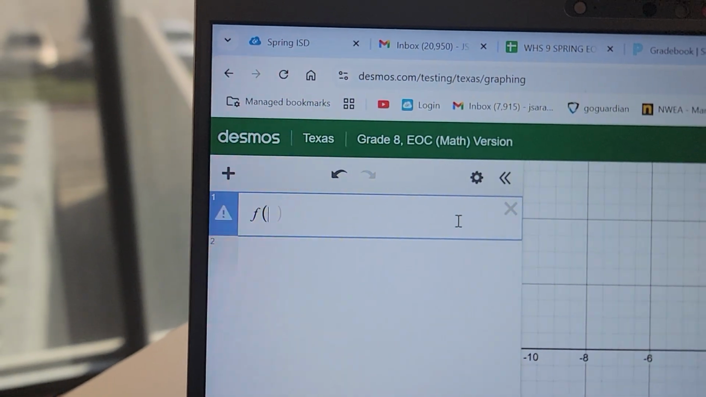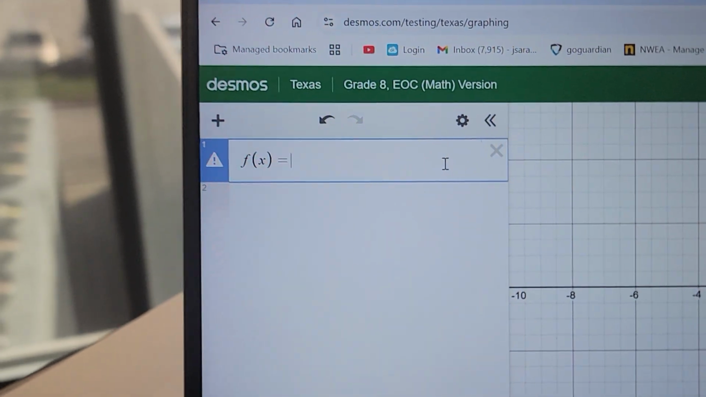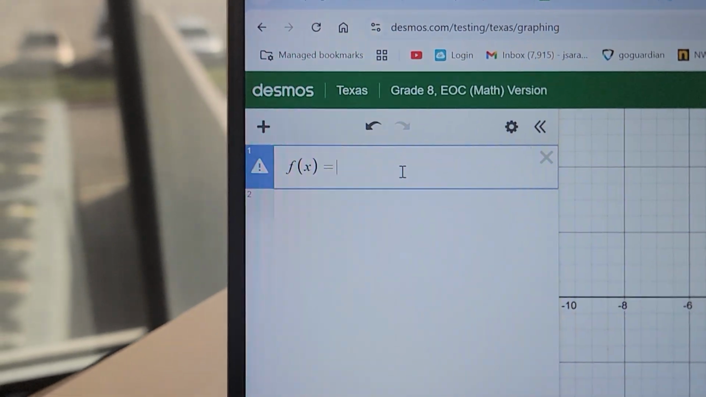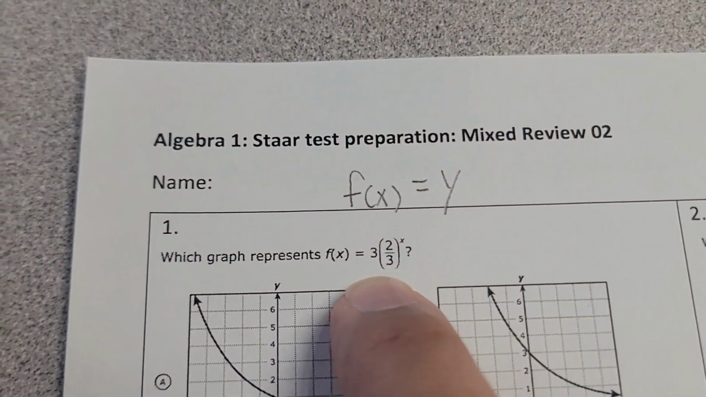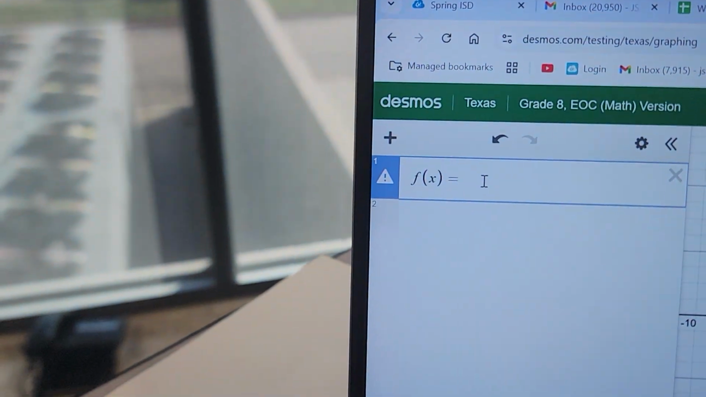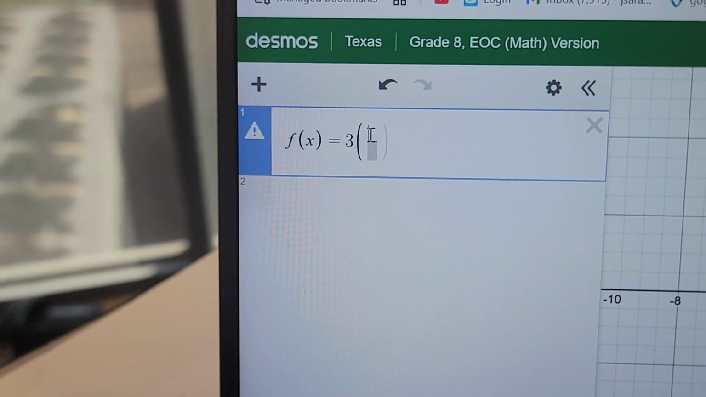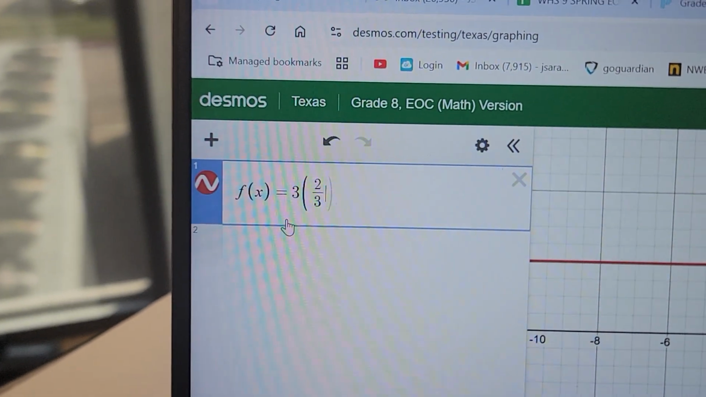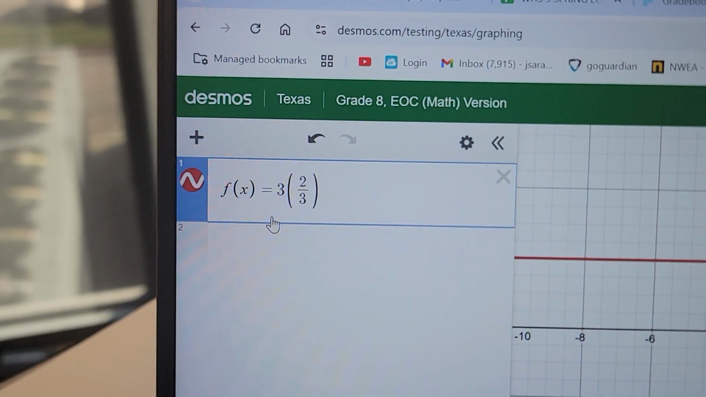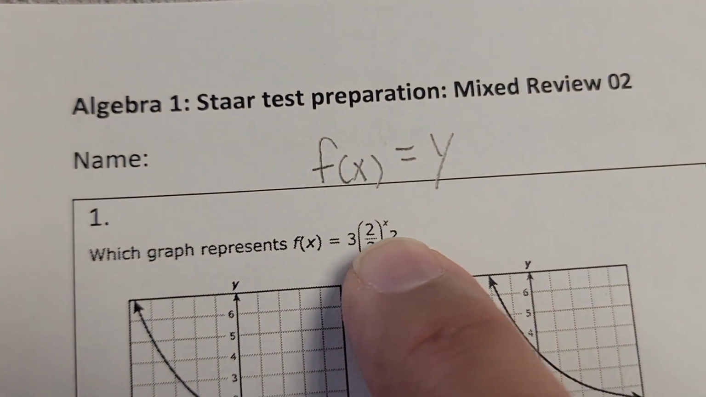Okay, so now I can plug in my f of x equals, or I can put in a y equals, doesn't matter. For right now, we're just gonna have it, just so you can see, guys, that it's the same thing, okay? 3 parentheses. Now your fraction button is right here to make a fraction. I'm just gonna hit it, put the 2 on the top, the 3 on the bottom, and then we're gonna close the parenthesis. Now we have a little x as an exponent, look right here.